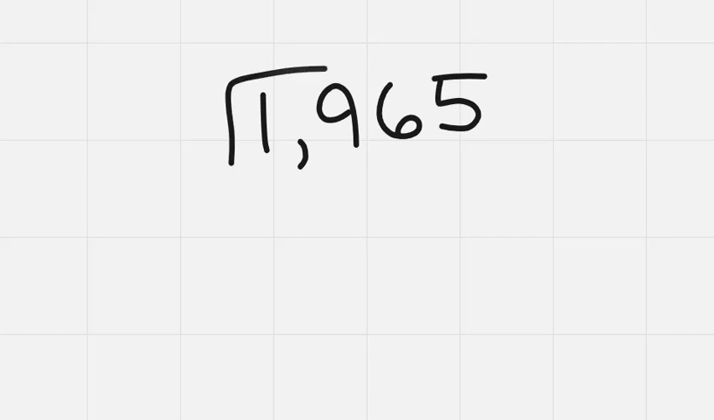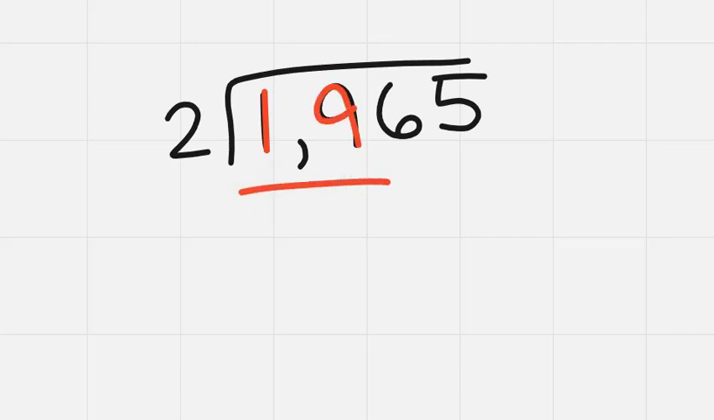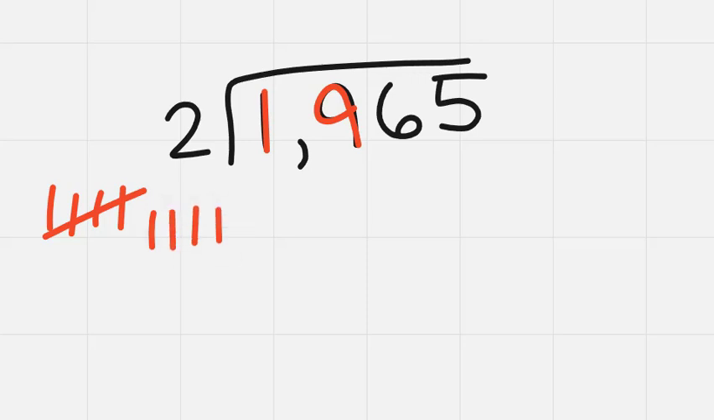Our next problem is 1,965 divided by 2. We'll look at the first number, which is 1. 1 is less than 2, so we need to look at the number next door. That means we're going to count by 2 until we get as close as we can to 19 without going over. Let's count. 2, 4, 6, 8, 10, 12, 14, 16, 18, 20. That's too high, so we stop at 18. Let's count how many 2s. 1, 2, 3, 4, 5, 6, 7, 8, 9.